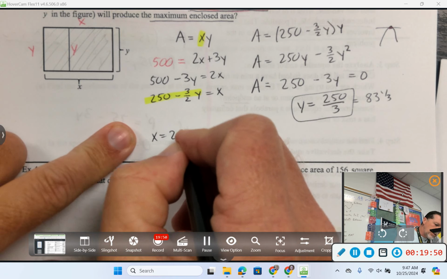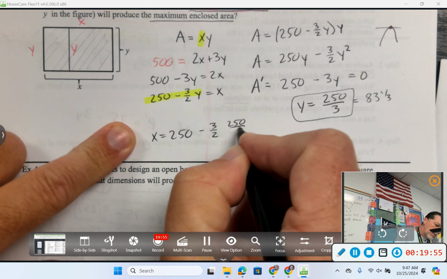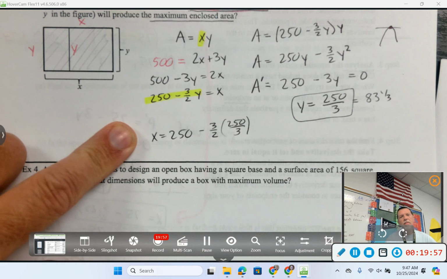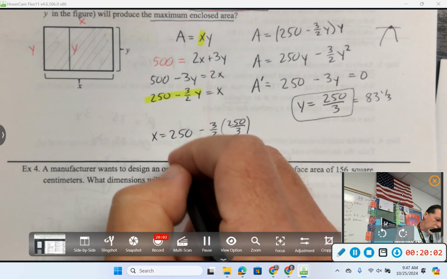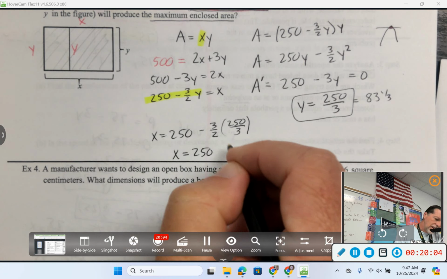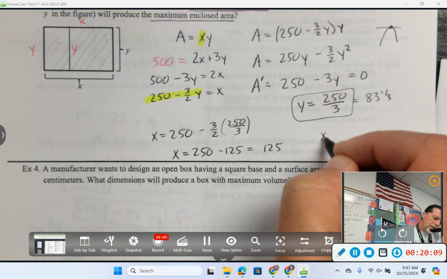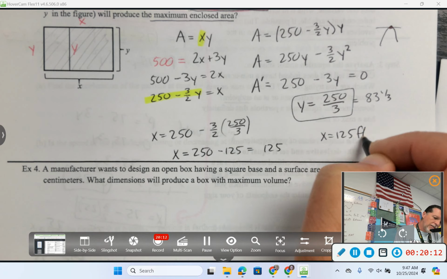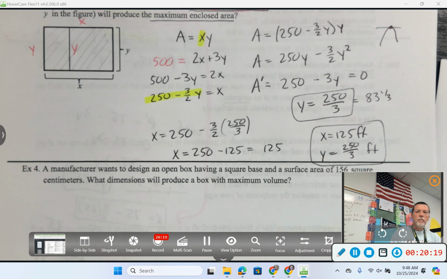X equals 250 minus 3 halves times 250 over 3. Oh, that was convenient, leaving it as 250 over 3. Made this work out quite nicely. 250 minus 125 equals 125. So x is 125 feet, y is, I'm just going to leave it as the fraction, 250 over 3 feet. And that combination of things would give us the maximum area.